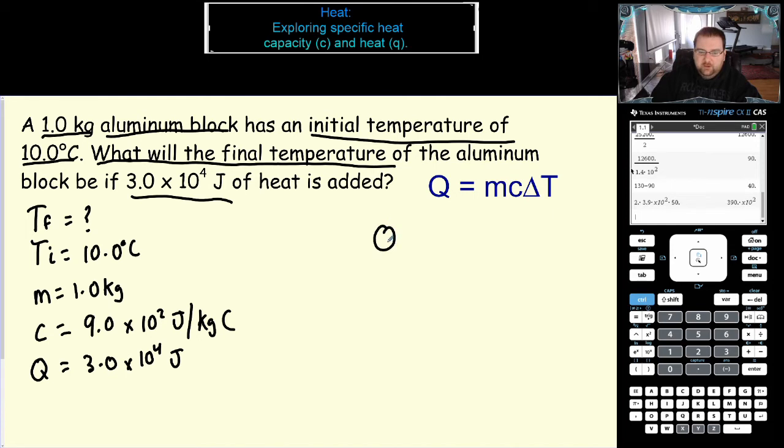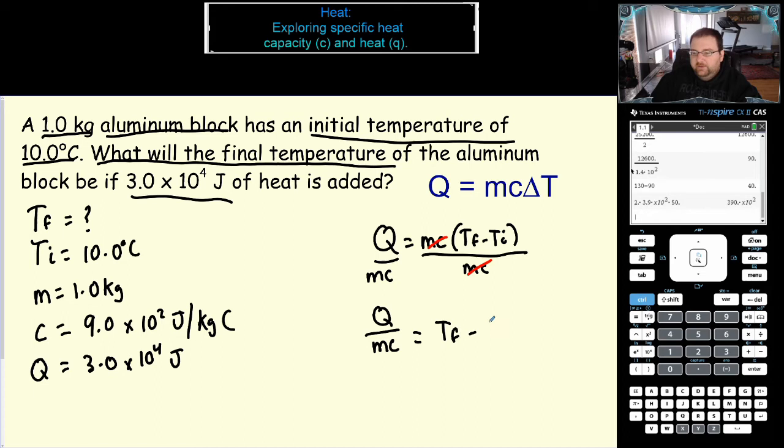So we currently have Q equals MC delta T, but delta T, remember, is TF minus TI. And what are we trying to isolate here? TF. So we're going to need to get everything away from this TF. Let's start by isolating our parentheses here. So we're going to get rid of MC. So we're going to divide both sides by MC. What this is going to do is eliminate these, leaving us with just our parentheses. So now we're one step closer. We have Q over MC equals TF minus TI.